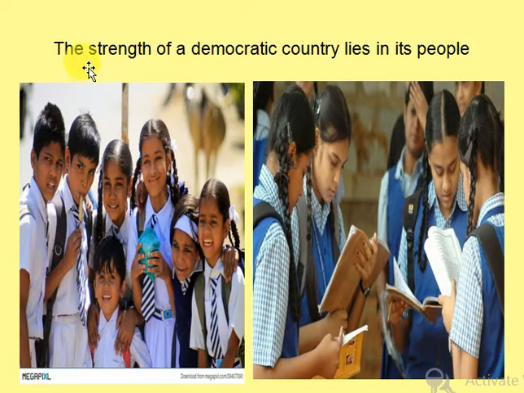Look at the picture carefully. The strength of a democratic country lies in its people. So we need to be educated, we need to be equal, we need to be treated equally. We should not be treated differently on the basis of religion, caste, sex. All of us are equal in the nation. So this is a very important aspect, the right which has been given by the constitution to each citizen. So again, we can say that the strength of a democratic country lies in its people.